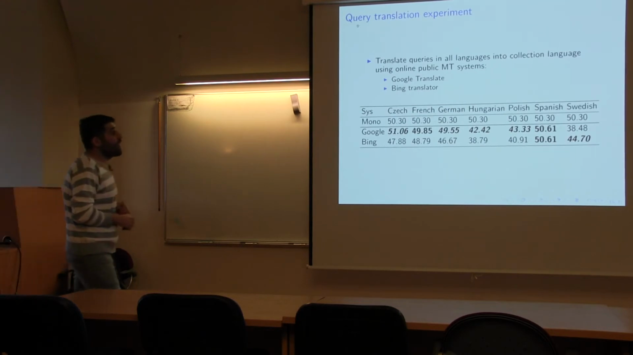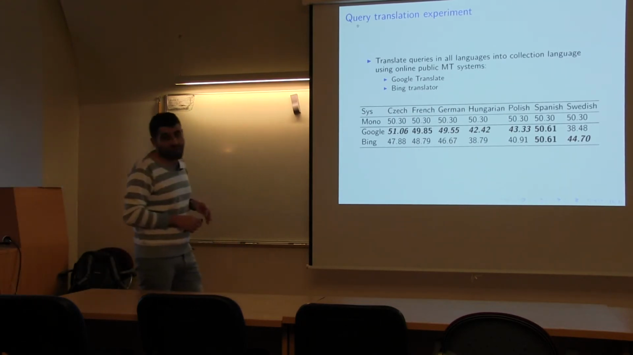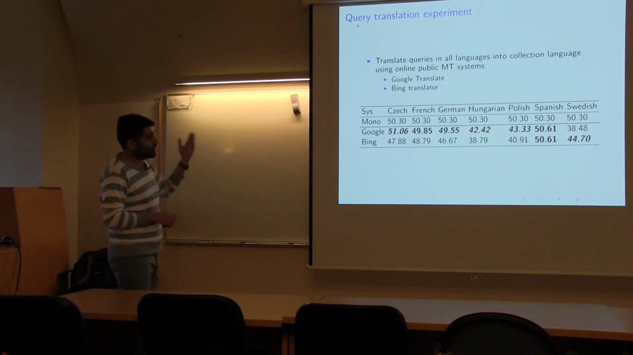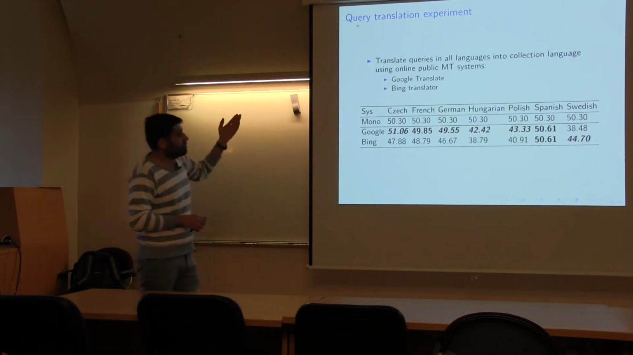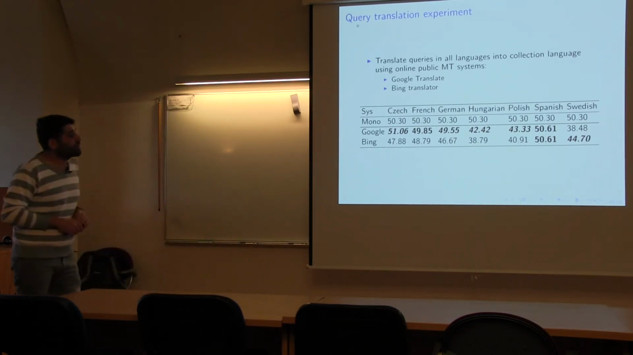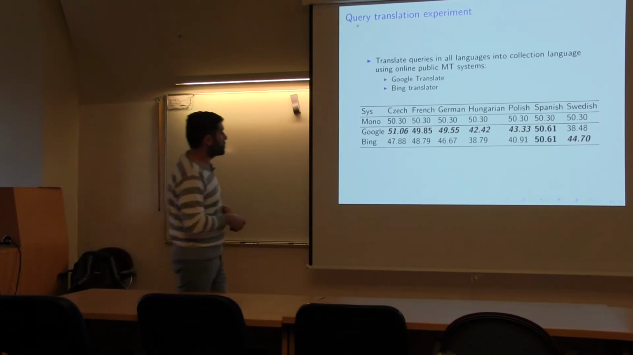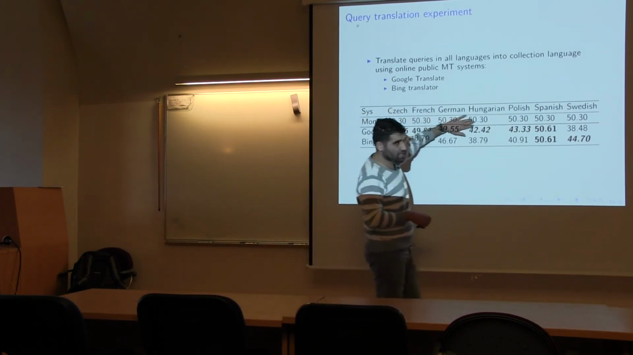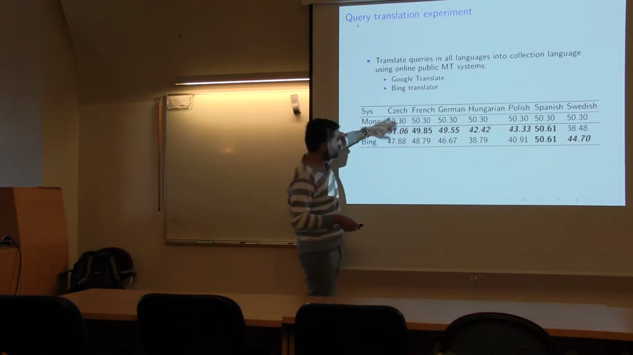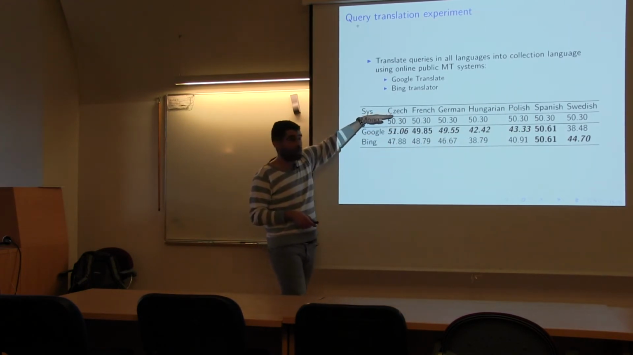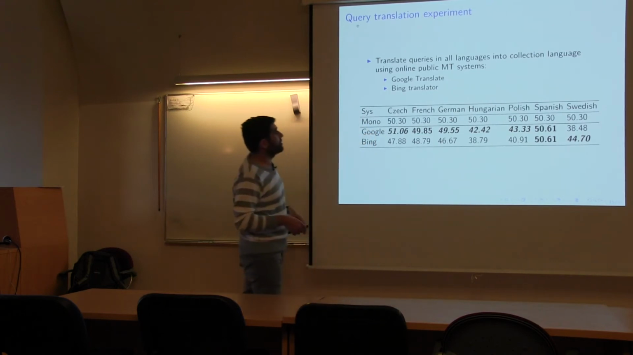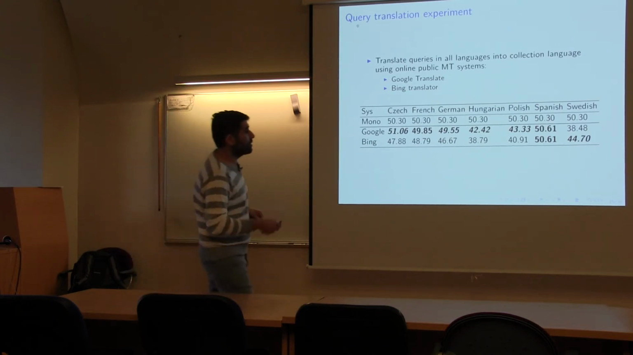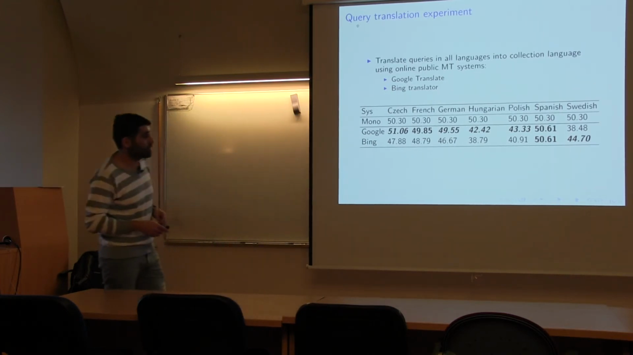So I will start by using some available public online MT systems to translate these queries into English. I used Google Translate and Bing Translator, as you can see, for all of these languages. Here I added mono results, so you can see they are the same because I have only English queries, just to compare each system with the monolingual results. So Google is doing well, but not with the Swedish language.